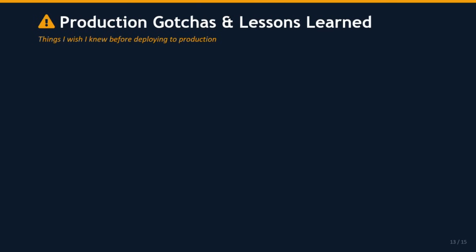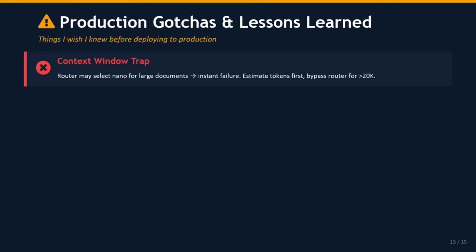Okay, what went wrong? This is basically our experience with production deployment. Number 1, context window trap. This is the biggest gotcha. Router may select Nano for a large document. Nano has a smaller context window, as you know, so instant failure. Same document works next time because a different model gets selected. So intermittent failures are the worst kind.